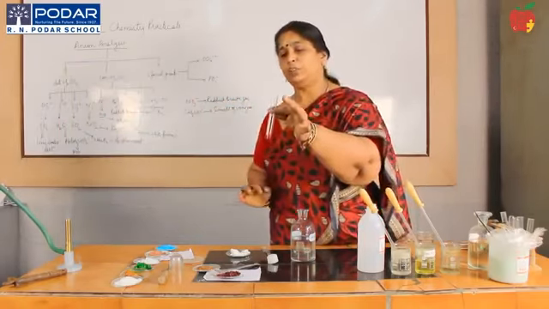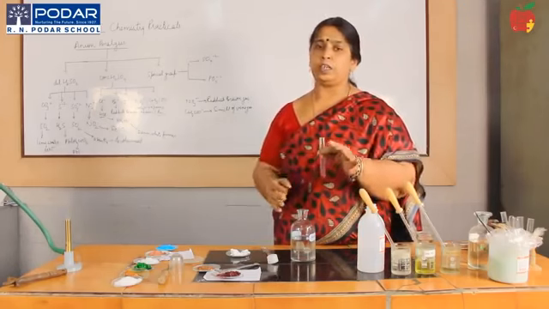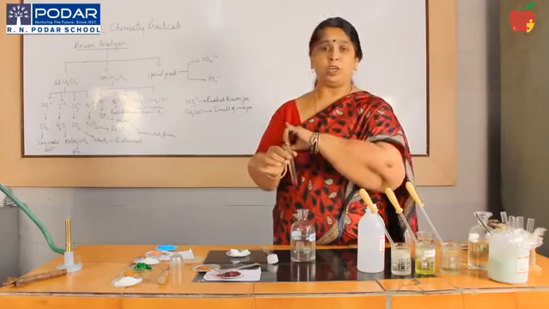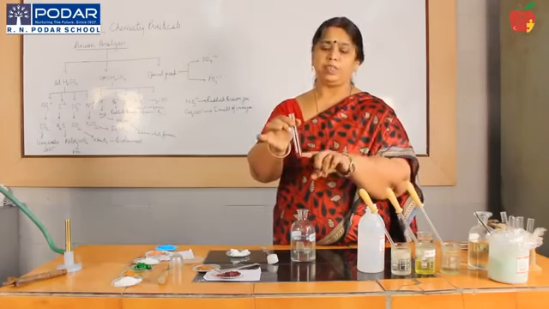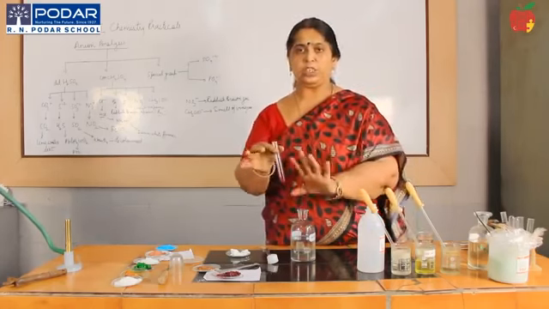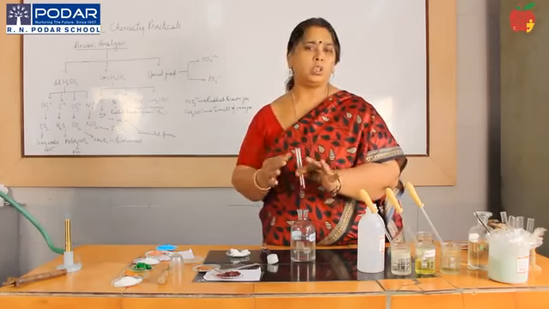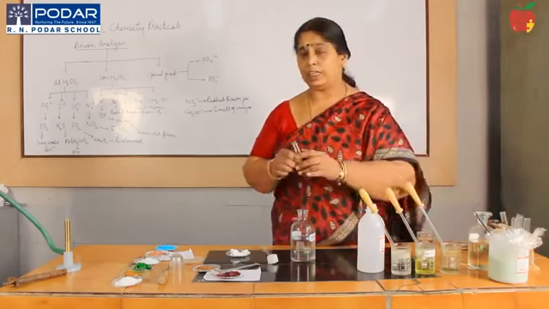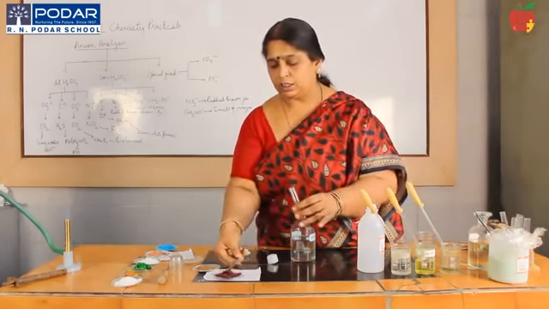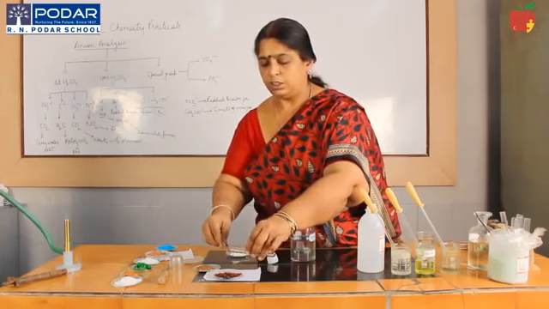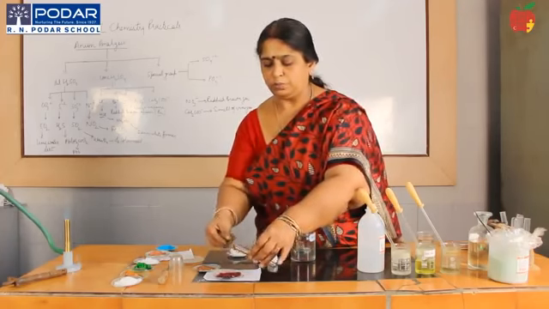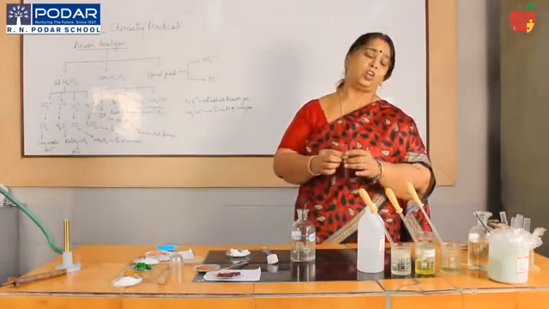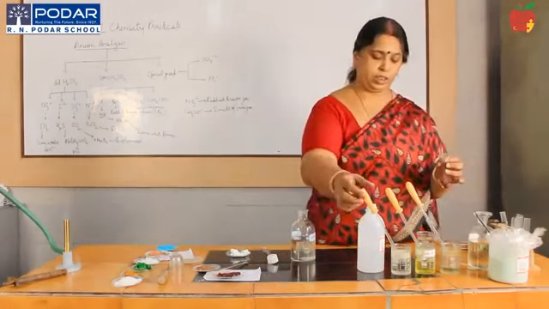So nothing has happened. So my radical, your salt will contain only one radical, which is in one of these groups. So in dilute sulfuric acid, when I added, I didn't find any change. So it does not belong to this group. So I move on to the next group. That is, I go ahead with concentrated sulfuric acid. I take the salt, I just add a little of the salt in the test tube, and then I add a drop of concentrated sulfuric acid.